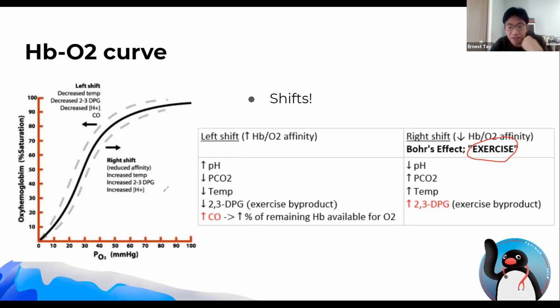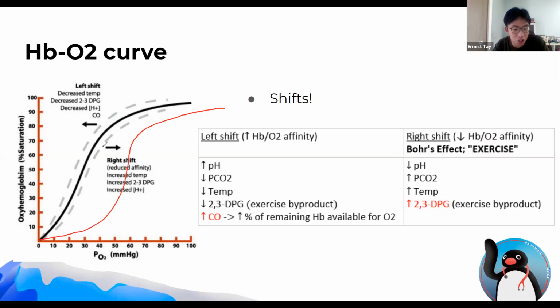So if I exercise, then I would have a few things. My body will have more carbon dioxide, so it will become higher PCO2, and because of that, more acidic. You have a lower pH. My body temperature increases as well, and I also produce a byproduct called 2,3-DPG. So overall, if there's any of these changes, it will cause my curve to shift to the right. Okay. And the reason for this is, okay, look, I'll show you.